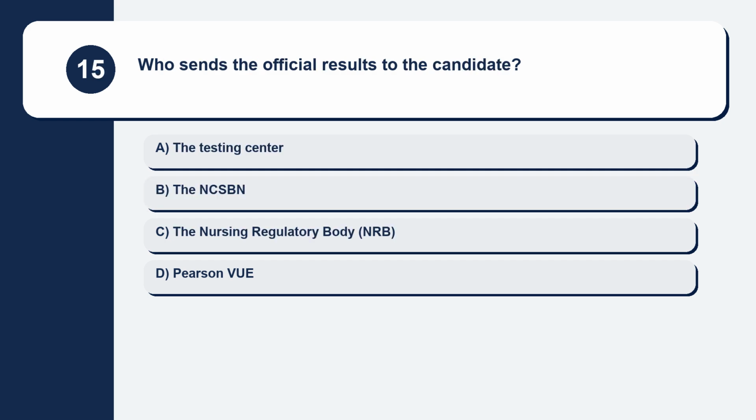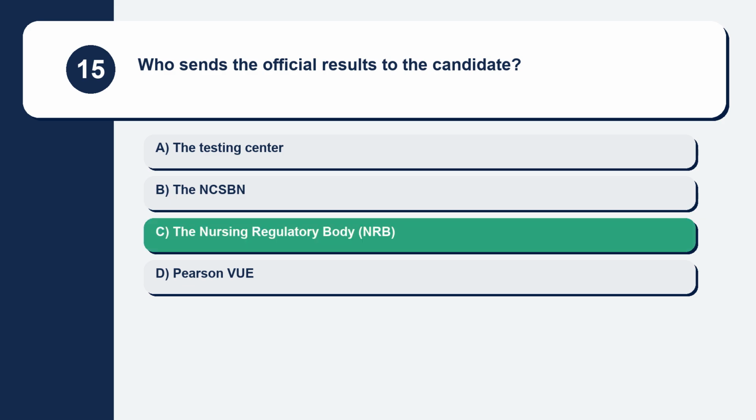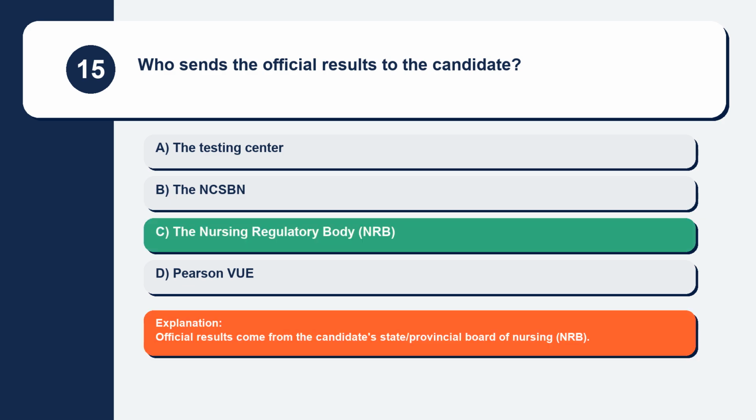Question 15. Who sends the official results to the candidate? The testing center, the NCSBN, the Nursing Regulatory Body, NRB, Pearson VUE. Official results come from the candidate's state or provincial board of nursing, the NRB.